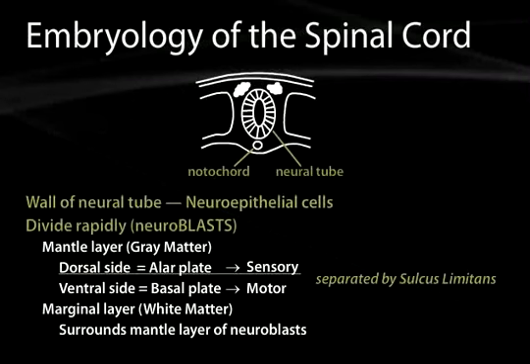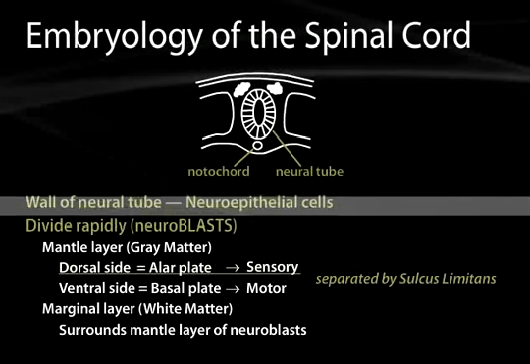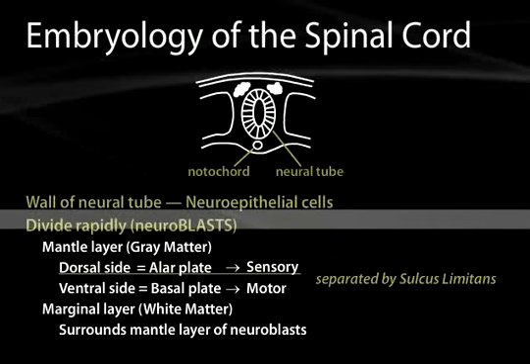How do we form this butterfly of cells? Well, the wall of the neural tube is lined with cells called neuroepithelial cells. You could think of it as the epithelium of the wall of the neural tube. These cells will divide so rapidly we call them neuroblasts. Well, I don't know if that's really why we call them neuroblasts, but you could think of it as almost explosive cell division that's going on during embryology.